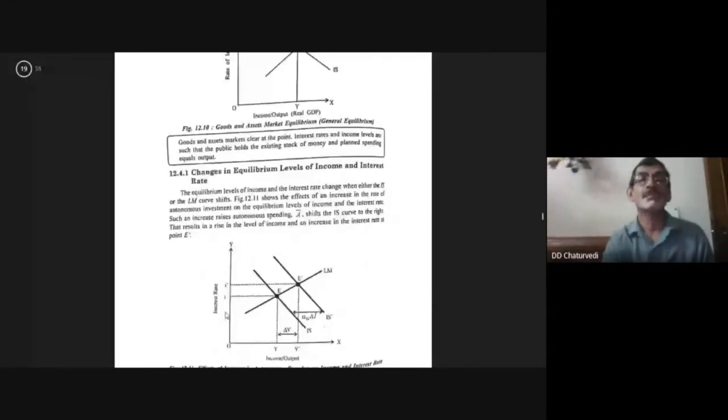Today I am going to discuss mathematically the equilibrium. That means the same thing that we derived through those IS and LM curves. The IS curve is downward sloping and the LM curve is upward sloping. Practical derivation of the IS LM curve.